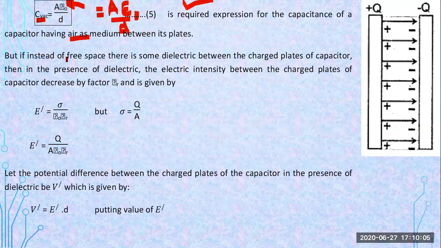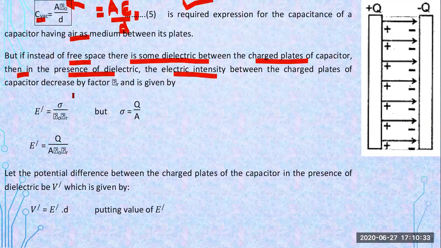So let's follow the same steps which we have done in case of electrostatics to find the electric field intensity due to relative permittivity. If instead of free space, we introduce some dielectric between the two plates of the charged plate capacitor, then in the presence of the dielectric, the electric intensity between the plates decreases by the factor epsilon r.